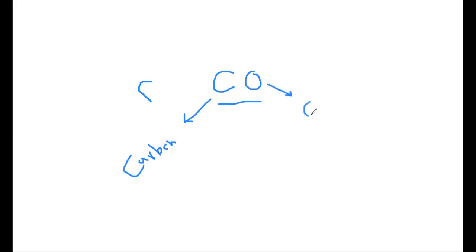But let's take another example. Do you know what is this? CO. What is it? Can you guess? Carbon monoxide. It is called carbon monoxide. It is a toxic gas. C is carbon, and oxygen is what? O is oxygen.